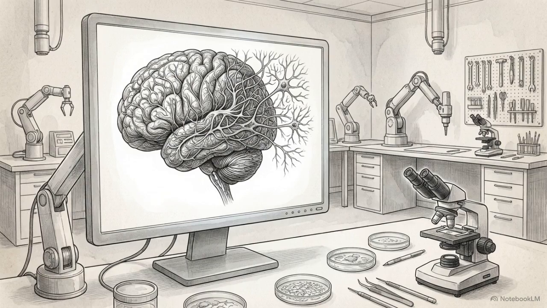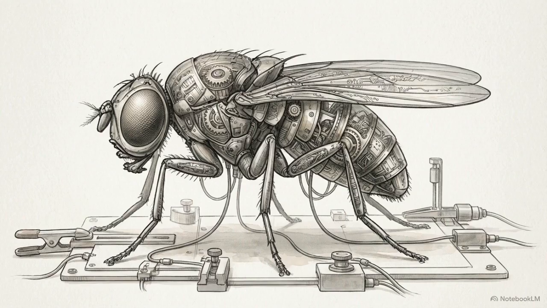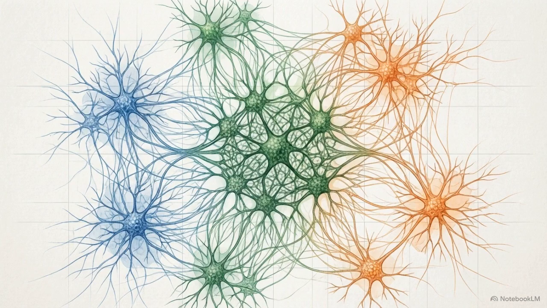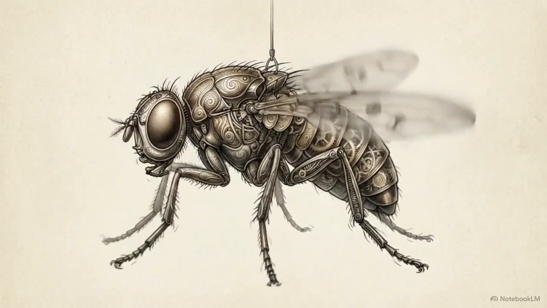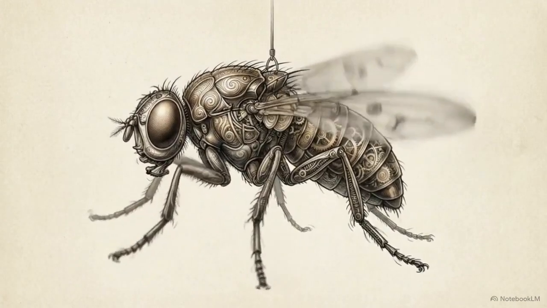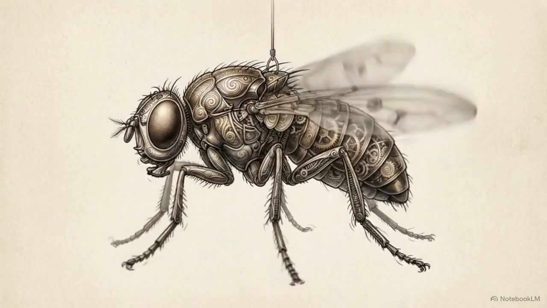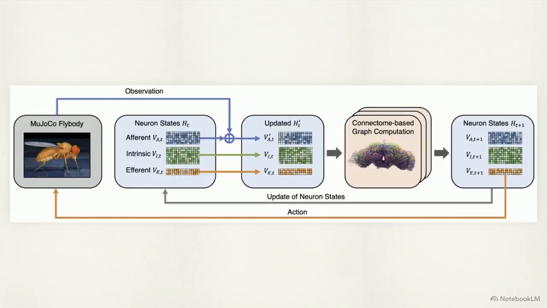Proving that the biological graph can be simulated efficiently is only the first step. The next challenge is determining whether this anatomical map is actually useful for controlling an artificial agent interacting with a physical environment. To test this, researchers developed the Fly Connectomic Graph Model, or FlyGM. Their objective was to use the exact static wiring of the fruit fly brain to control a biomechanical fly inside a high-fidelity physics simulator. This block diagram outlines FlyGM's strict routing.